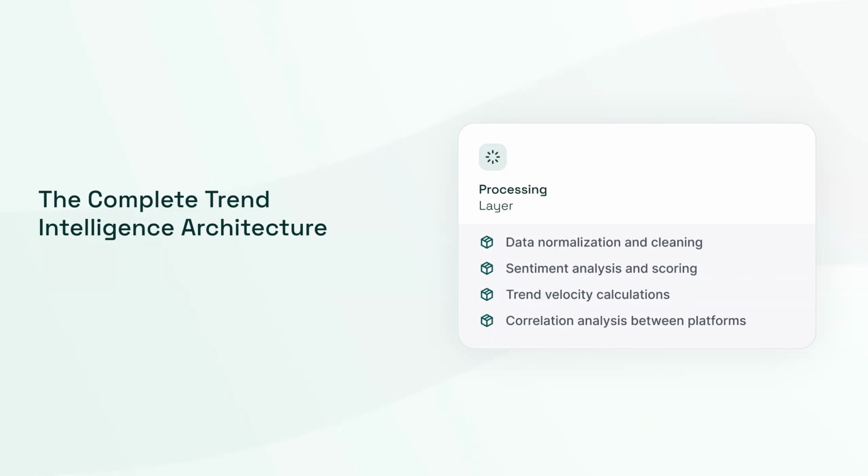Next layer, the processing layer. The second one is where your raw data becomes useful information. In the processing layer, the first step is data normalization and cleaning. This ensures that a mention of, say, PlayStation 5 and PS5 is treated as the same thing.